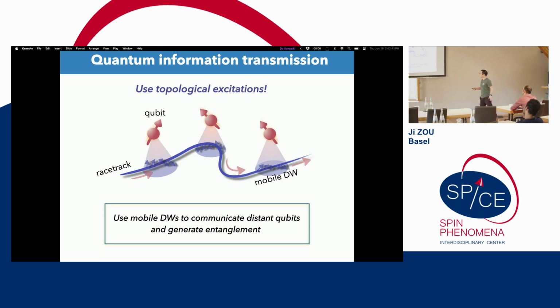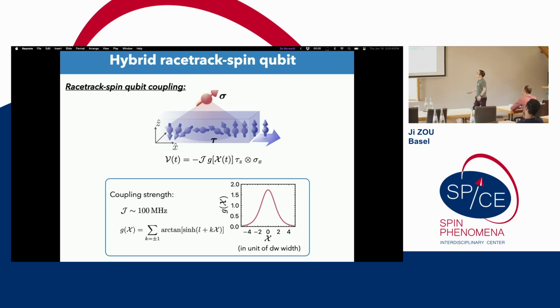Then I need to hurry up a little bit, but anyway. The first thing, of course, is to write down the interaction. Here we just assume it's exchange coupled. This sigma is for the stationary qubits, and tau is again for the domain wall qubits. And this small g is the profile, which of course depends on where the domain wall is. When the domain wall is right beneath the spin qubit, the coupling is maximal. When we move it away from this position, it decays exponentially.